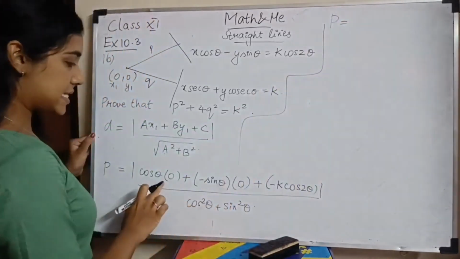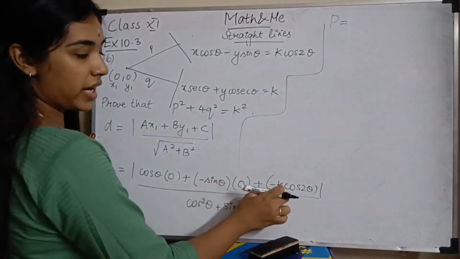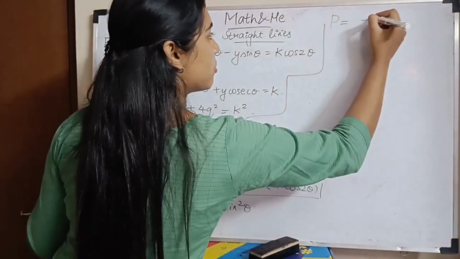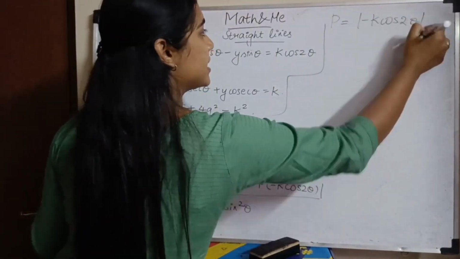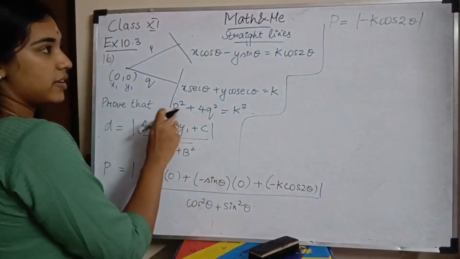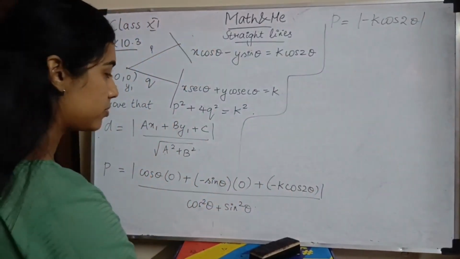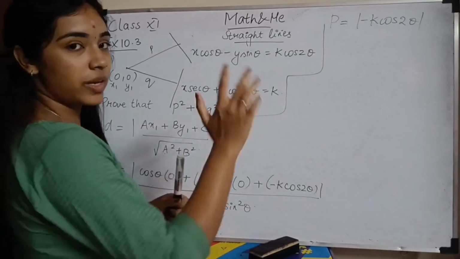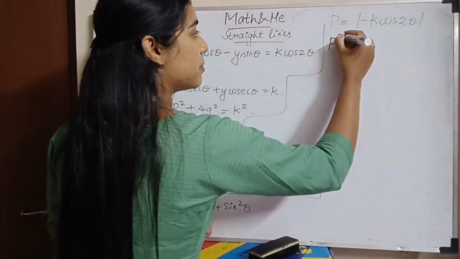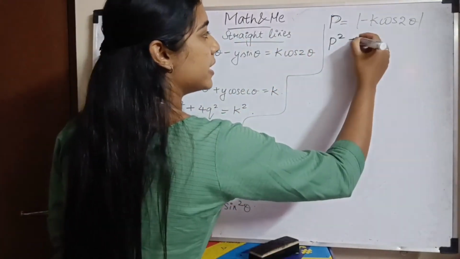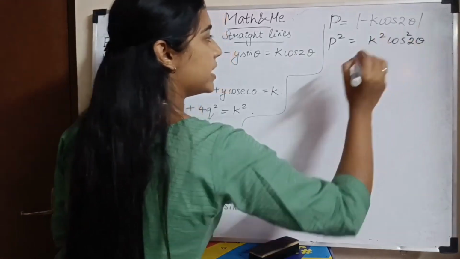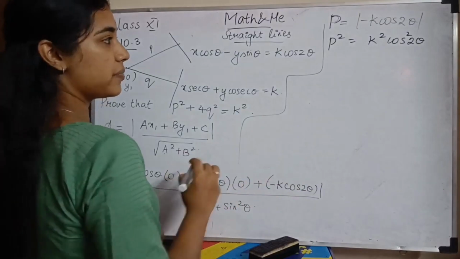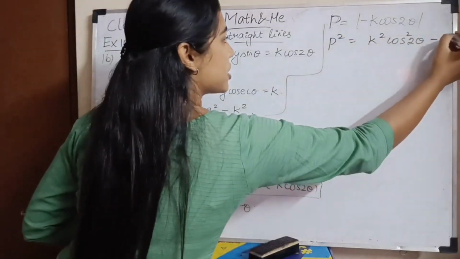So now what does your numerator become? P equals 0 plus 0 minus k cos 2 theta. So minus k cos 2 theta inside a modulus symbol. What is given in the question? We need p square. So when I square on both sides, what do I get? P square equals k square cos 2 theta the whole square, which is cos square 2 theta. So this is equation number 1.